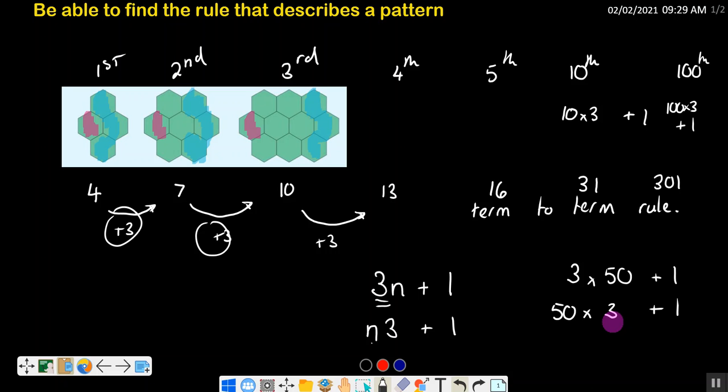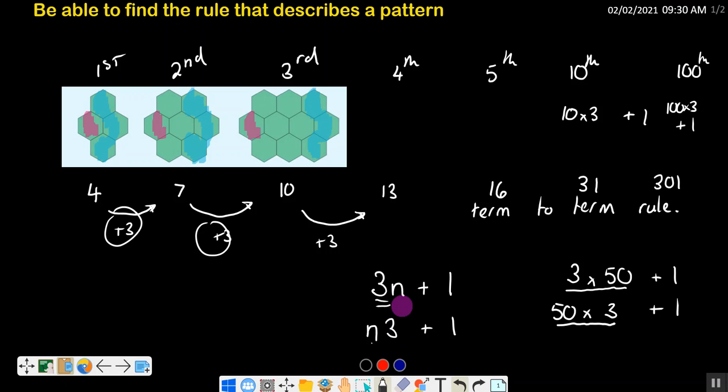3 lots of 50, not 50 lots of 3. Well, I think 50 lots of 3 makes more sense, because that's what I was doing here. 1 lot of 3, 2 lots of 3, 3 lots of 3, 4 lots of 3, 10 lots of 3. I did it up there. Right? So this is what I would actually probably think in my head. But that's the way I write it. Any ideas why? What do you think?